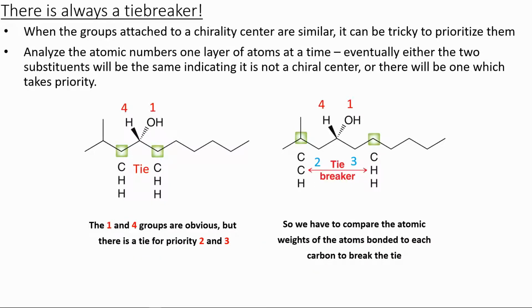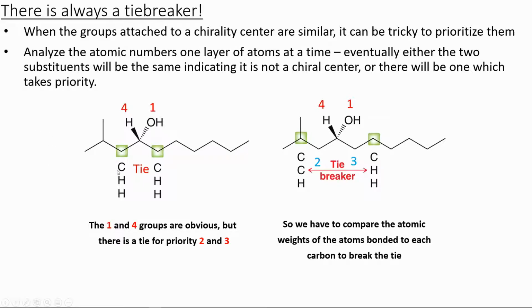So sometimes we might have the same atom attached in two different positions. Let's take a look at this molecule. We can easily identify the 4 as being the hydrogen. Remember, the hydrogen is almost always going to be the 4 if there's a hydrogen attached. And we can identify the 1 as the oxygen because it has the highest atomic number. But we go to each side here, and we have a CH2. Now you might say, hey, we have the same group attached. This can't be chiral, but that's not true.